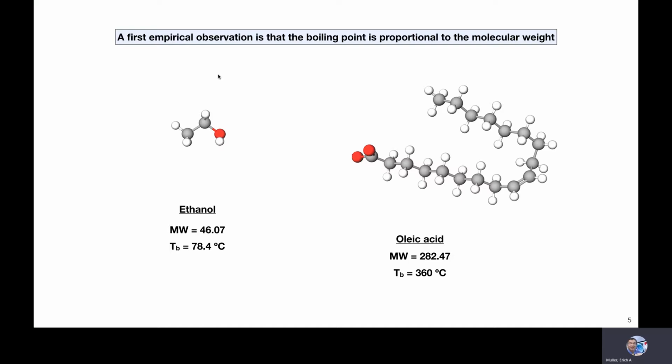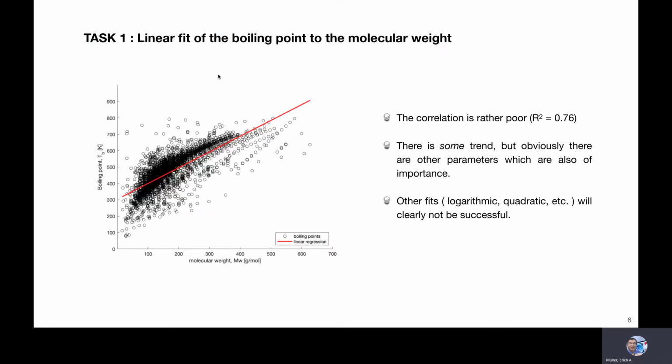So the first suggestion is, why not take this as a starting point? What will happen if we plot, for example, the boiling point as a function of the molecular weight and try to pass a straight line through it? And this is something that the students at this point can do reasonably well with their knowledge of numerical techniques and MATLAB. And when they do that, they end up with a curve that looks like this. The correlation factor is terrible, and the observation of the graph immediately points out that it's not really a very good fit. There is an obvious trend.